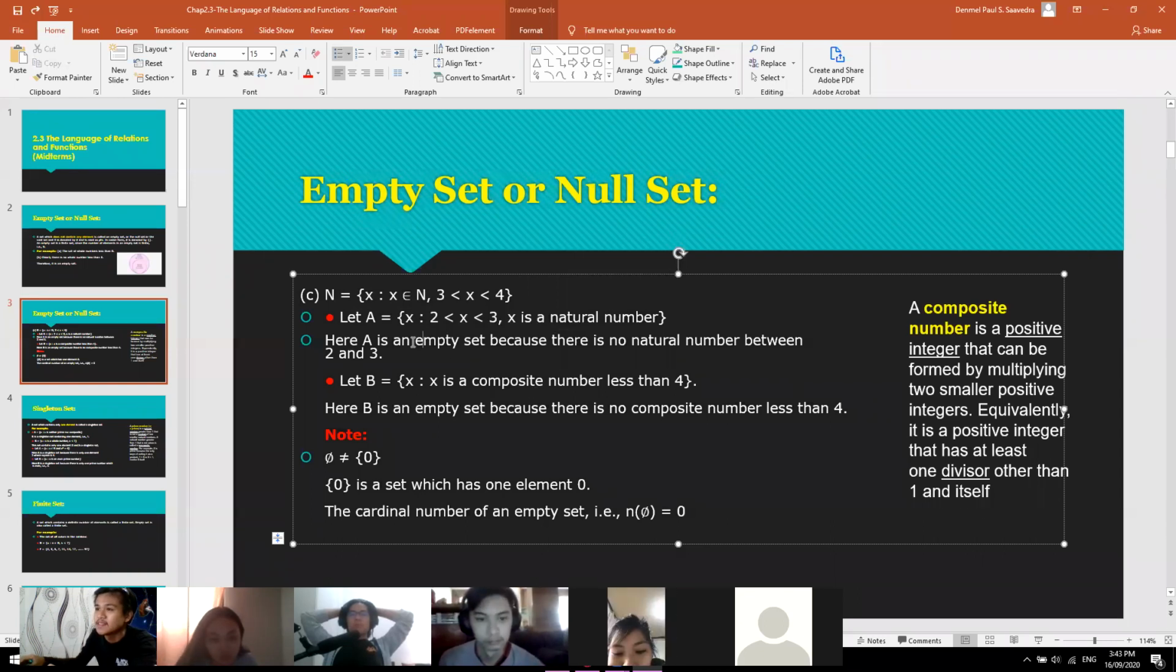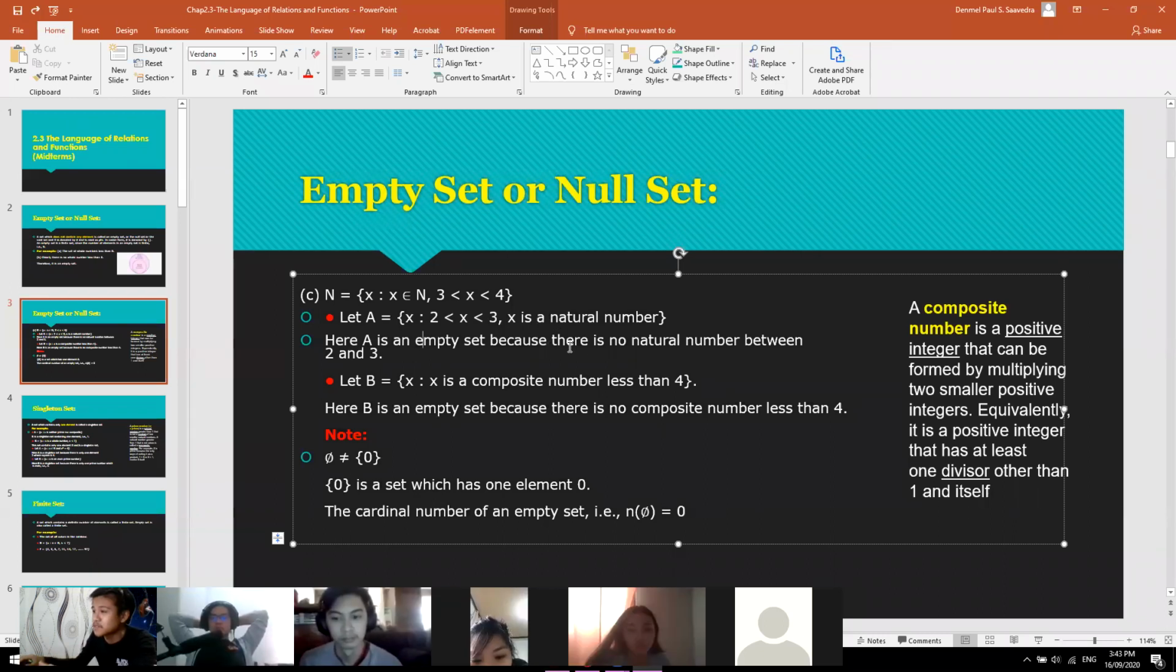Okay. So another example is let A is equal to X ranging from 2 to 3, or you can treat this one as greater than 2 and less than 3. Okay. Wherein X is a natural number. So here, A is an empty set because there is no natural number between 2 and 3. So it's quite similar with this one. Napalitan lang yung range. Okay.